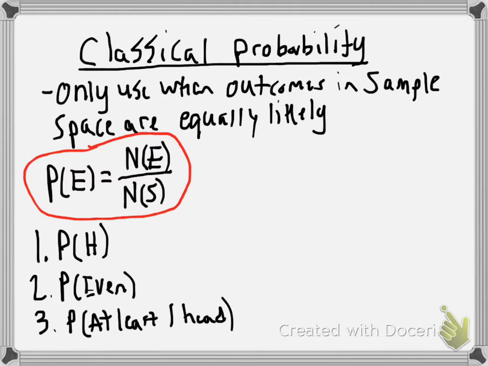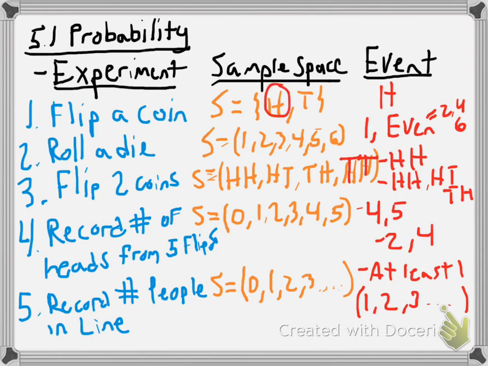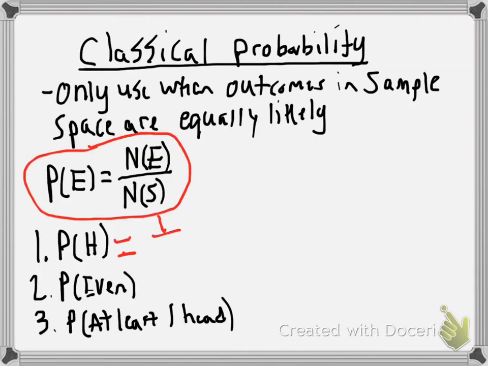Those first three experiments. If we wanted to find the probability of getting a head, the numerator is the number of ways that event can happen in your sample space. Well, there's only one way we can get a head. Look at it, it's right there. There's the head. So there's one way to get a head out of 2 possible outcomes in the sample space, so it's 1/2 or 50%. Decimals or fractions or percents are all acceptable answers in this unit.